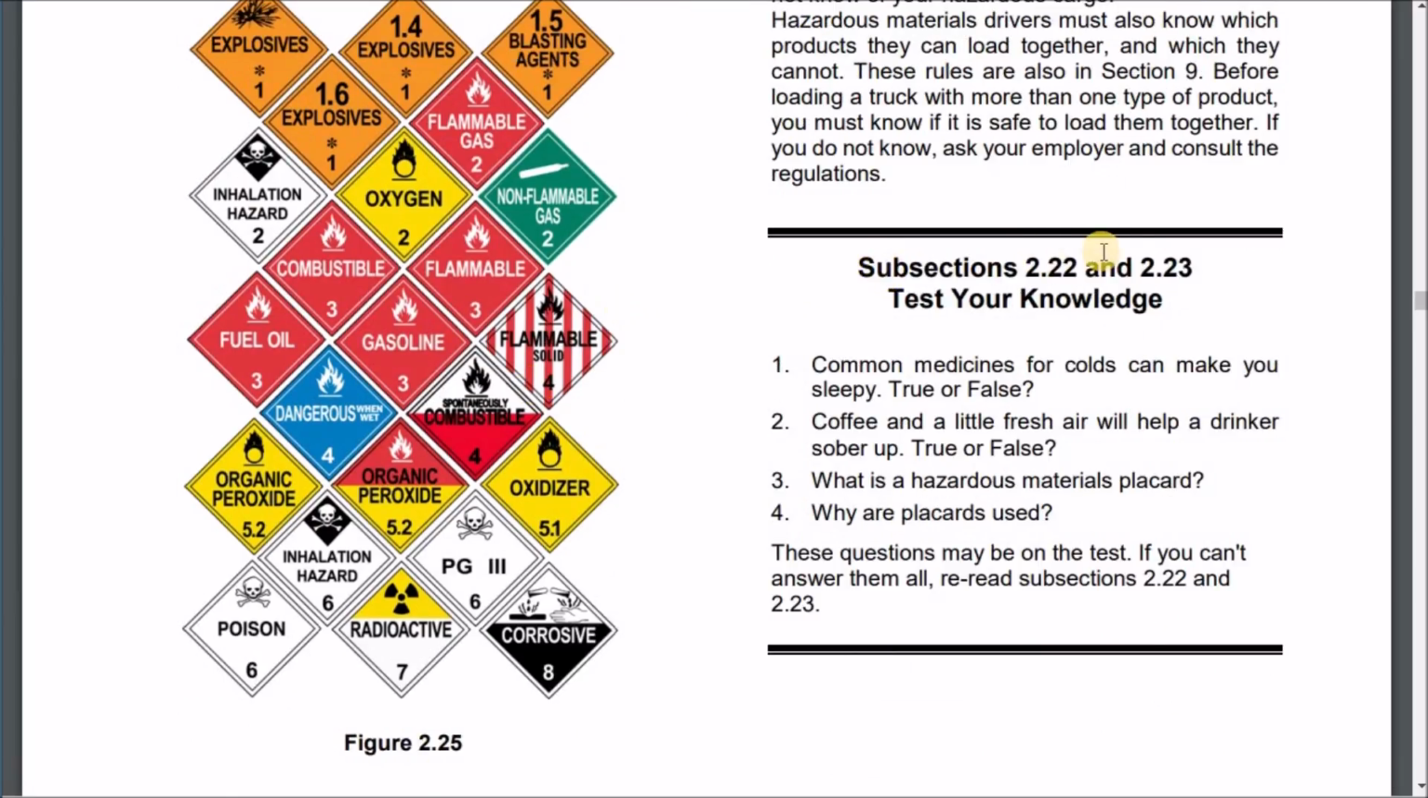Okay, and we have more questions. Subsection 2.22 and 2.3. Number 1. Common medicines for colds can make you sleepy. True or false? Number 2. Coffee and a little fresh air will help a drinker sober up. True or false? Number 3. What is a hazardous material placard? What indeed? Number 4, why are placards used?